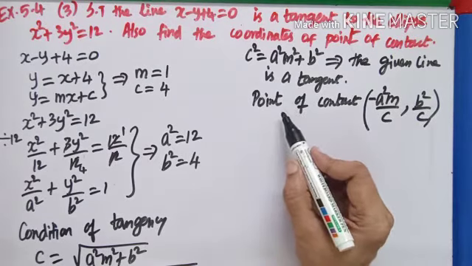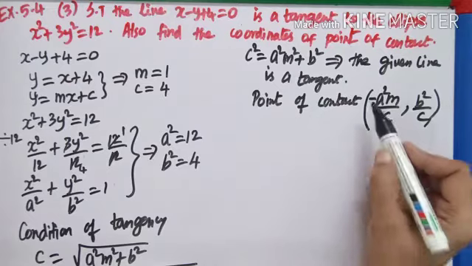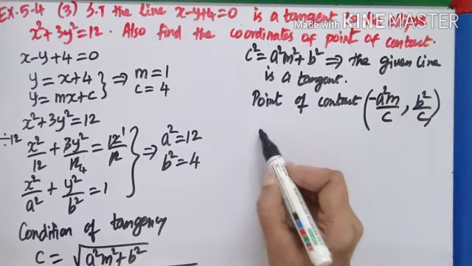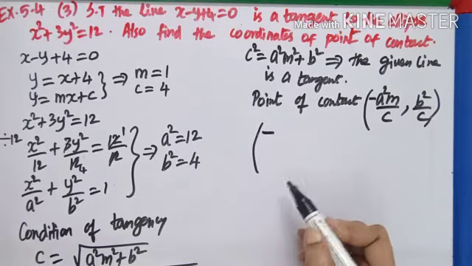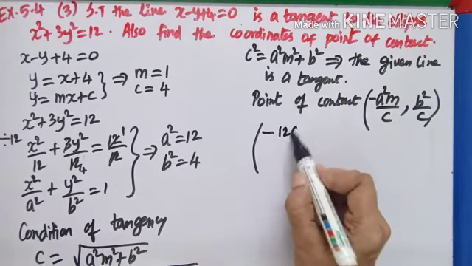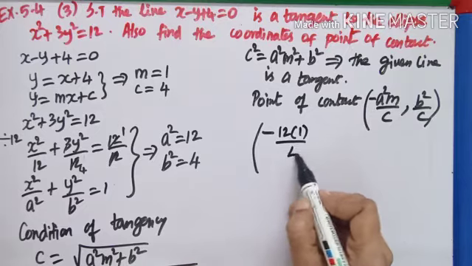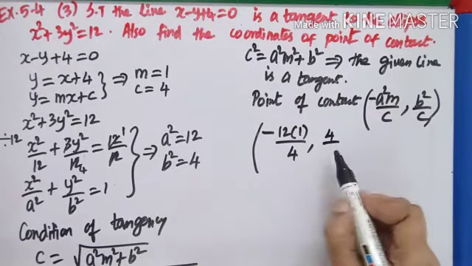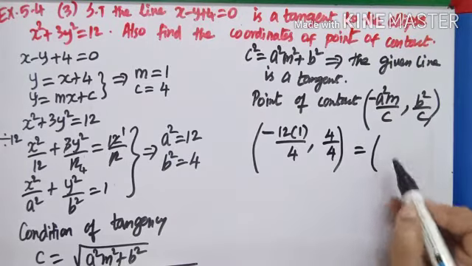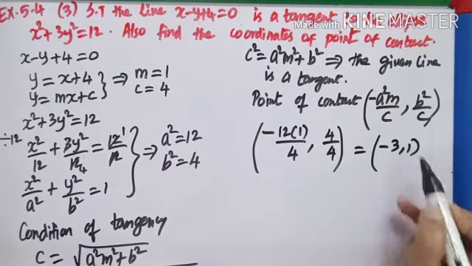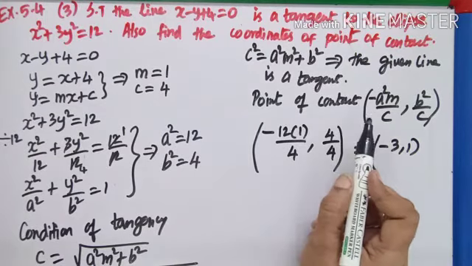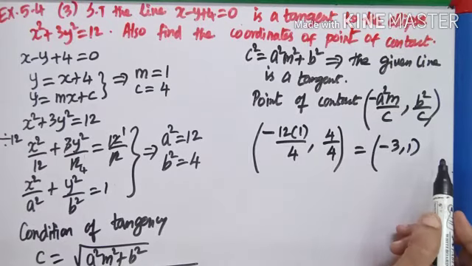So what is the point of contact? For the ellipse, minus a square m by c comma plus b square by c. As I substitute, a square is 12, m is 1, c value is 4. b square is 4 and c value is also 4. This gives rise to minus 3 comma 1. So we are able to show the given line is a tangent and the point of contact is minus 3 comma 1.